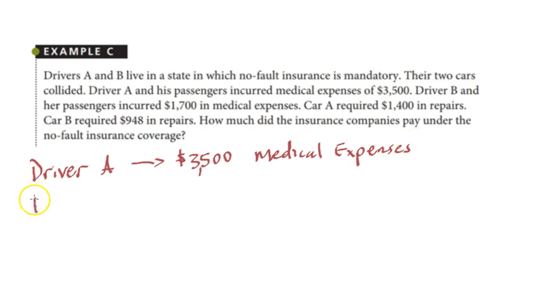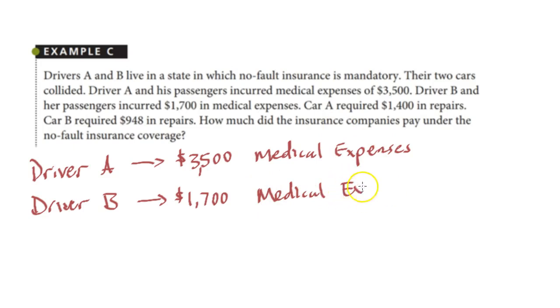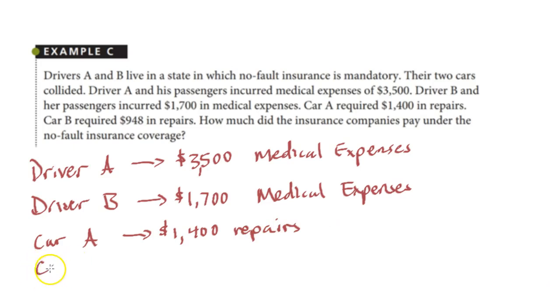Okay, and then we have driver B. Driver B and her passengers incurred $1,700 of medical expenses. Okay, so there's the medical expenses. But then we also have car A. Car A also had $1,400 of repairs. And then car B had $948 of repairs.